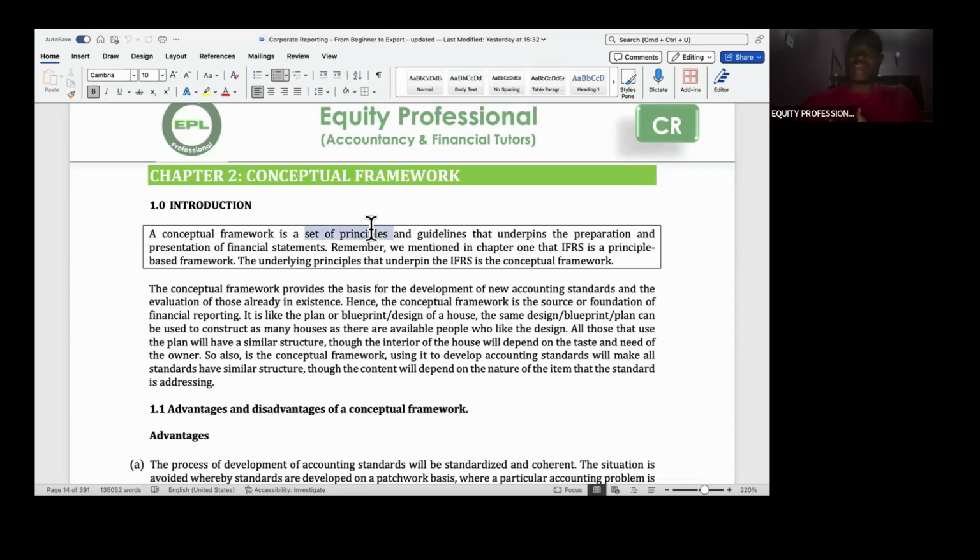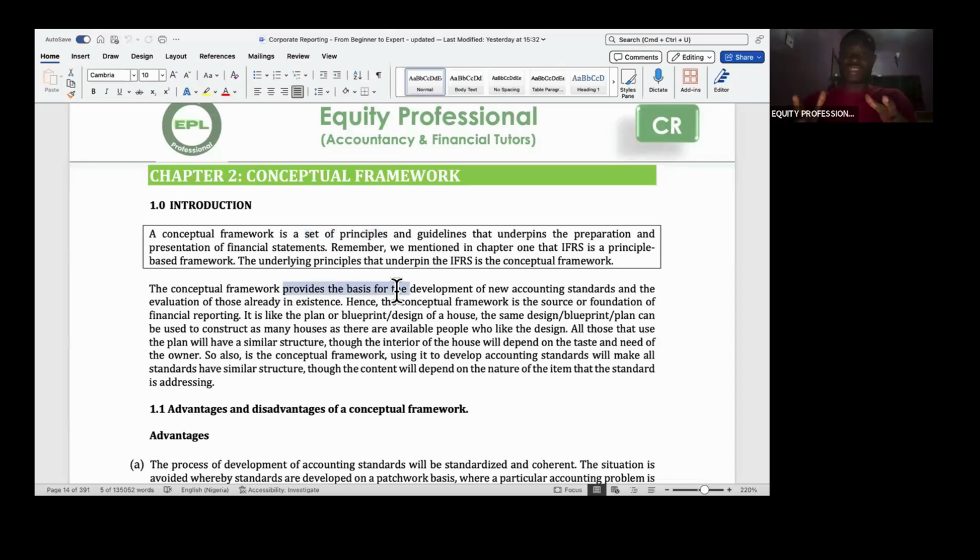So the key thing here is the set of principles. I've been shouting principles. So the conceptual framework we want to learn tonight are the set of principles on which the IFRS itself is based, those principles. So I can simply put it that the conceptual framework provides the basis for the development of new accounting standards and for the evaluation of those already in existence.